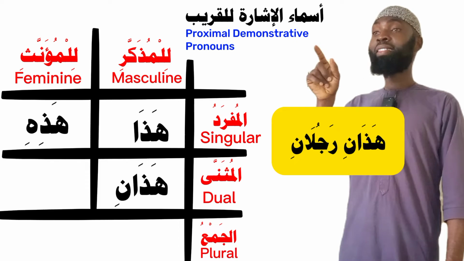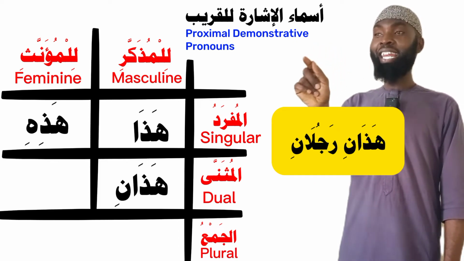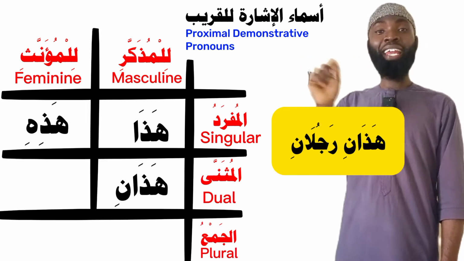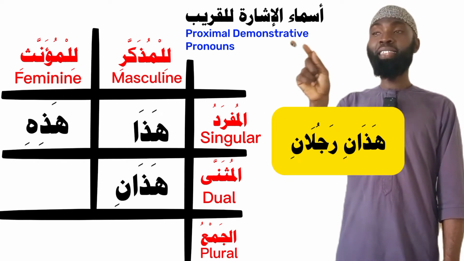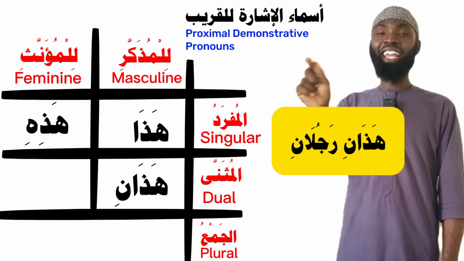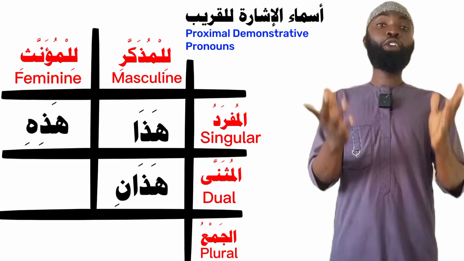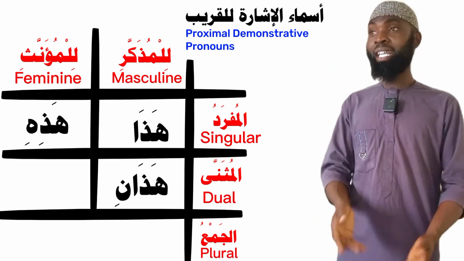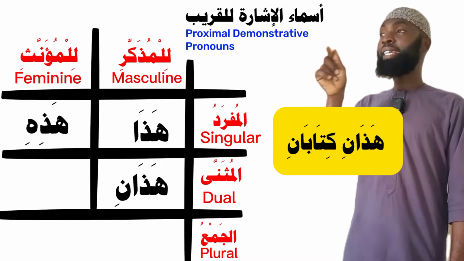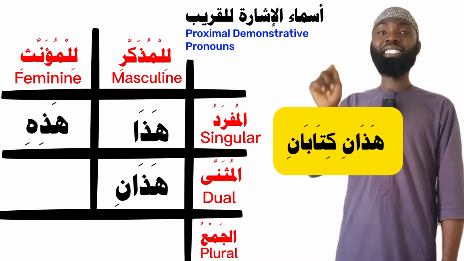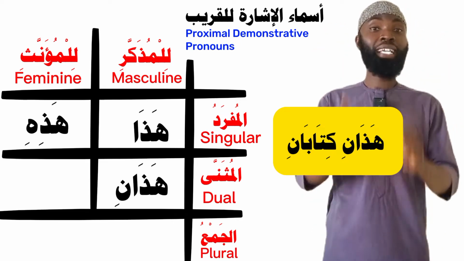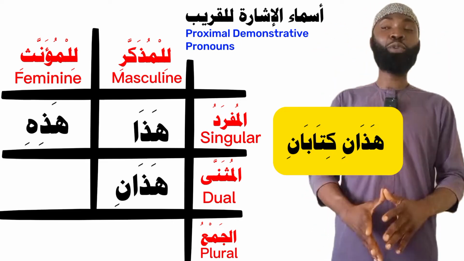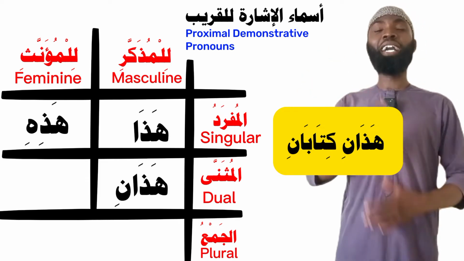So what do I say? I can say hadani rajulani. These are two men. Hadani rajulani. These are two men. MashaAllah. What if we have objects? I can also say hadani kitabani. These are two books, because rajulani and kitabani are considered to be masculine words. So we say hadani kitabani.